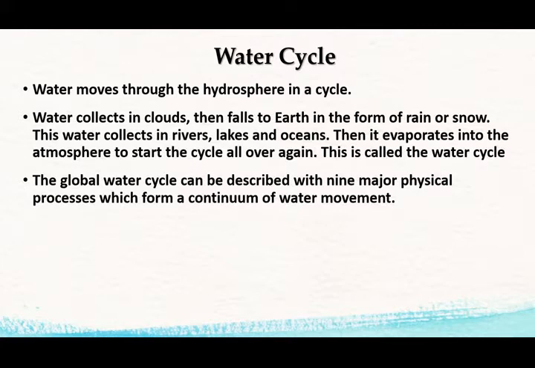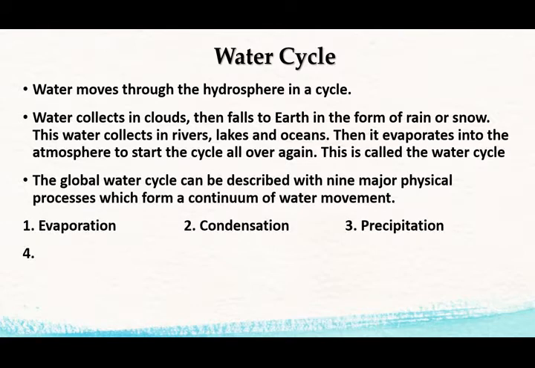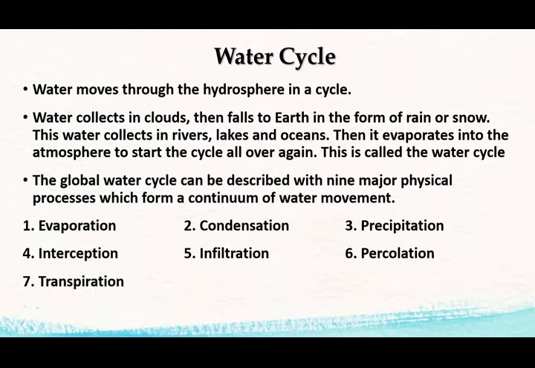The global water cycle can be described with 9 major physical processes which form a continuum of water movement. These are evaporation, condensation, precipitation, interception, infiltration, percolation, transpiration, runoff, and storage.